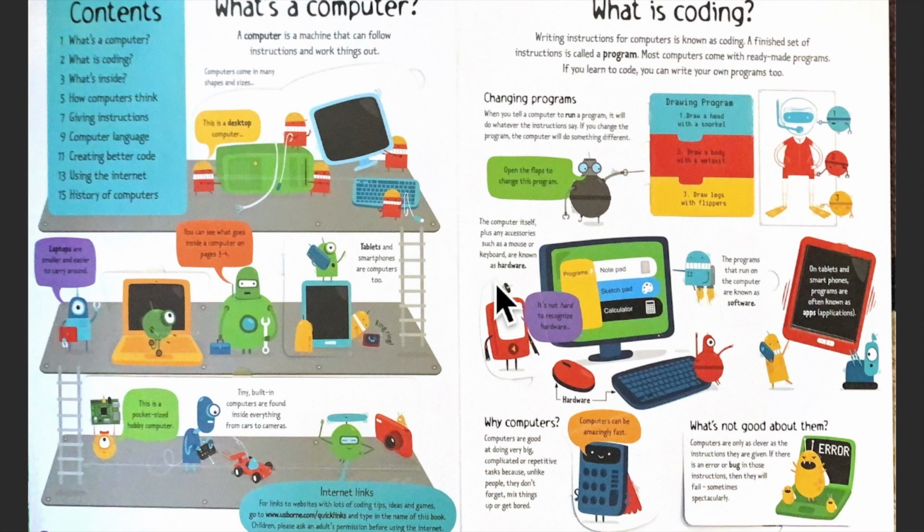Computers are only as clever as the instructions they are given. So if there is an error or a bug in those instructions, then they will sometimes fail. So that's the bad part about computers. The good part is they can do a lot of things for us. They will do whatever we say and they never get tired or bored. But the bad part is if we don't tell them what to do, they might not do the right thing, and we might get unexpected results and errors, and it will just say it doesn't know what to do. It'll give us an error saying the program failed. So those are the things.